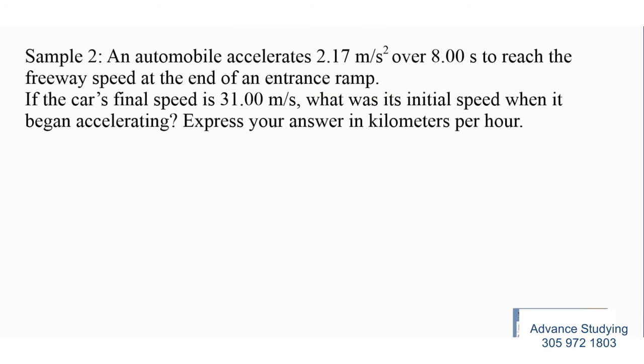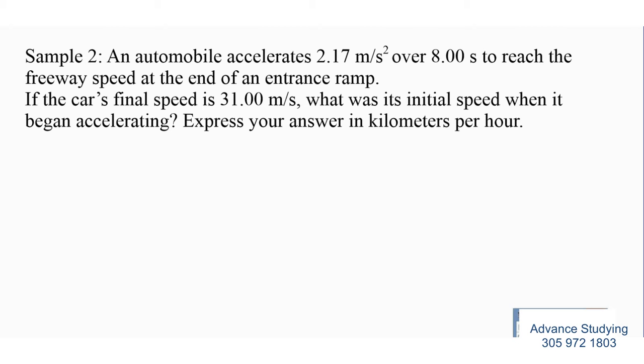Next example. The question says, an automobile accelerates at a rate of 2.17 meters per second squared over a period of 8 seconds to reach the final speed on the expressway. If the final speed is then 31 meters per second, what is the initial speed when it began accelerating? Express your answer in kilometers per hour. A little more complicated. Let's work it out. Let's see what we have. We have acceleration, we have time, and we have final speed.